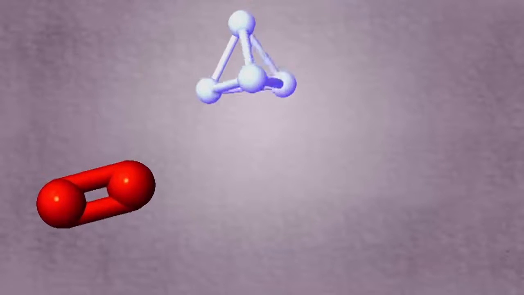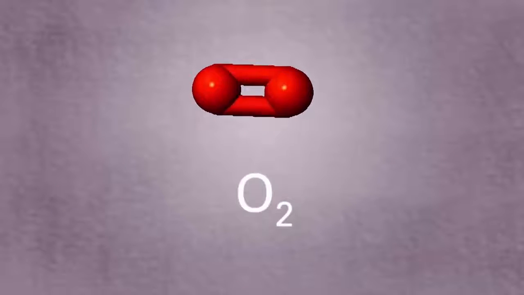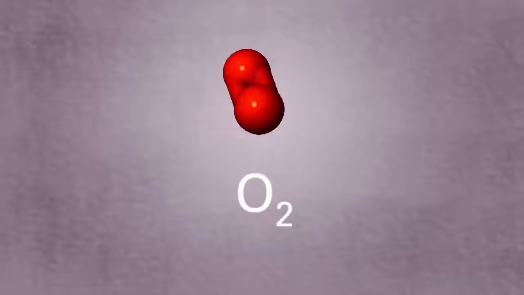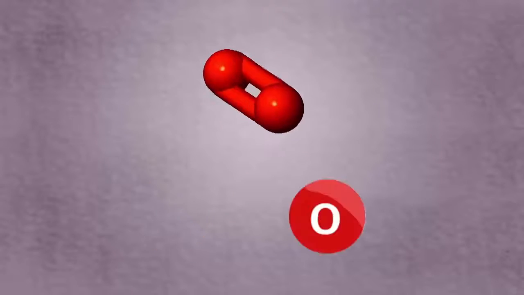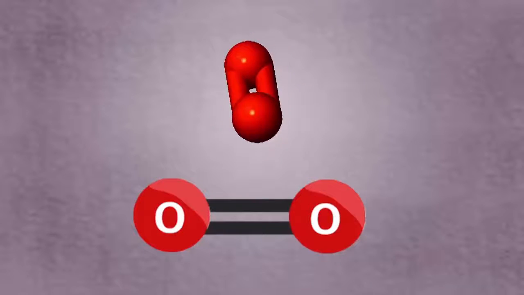This allotropism also exists in other elements, such as oxygen, phosphorus, and sulfur. Oxygen can exist as diatomic oxygen, which is the form that we breathe in and is vital for survival. In this allotrope, 2 oxygen atoms are held together by a double covalent bond.